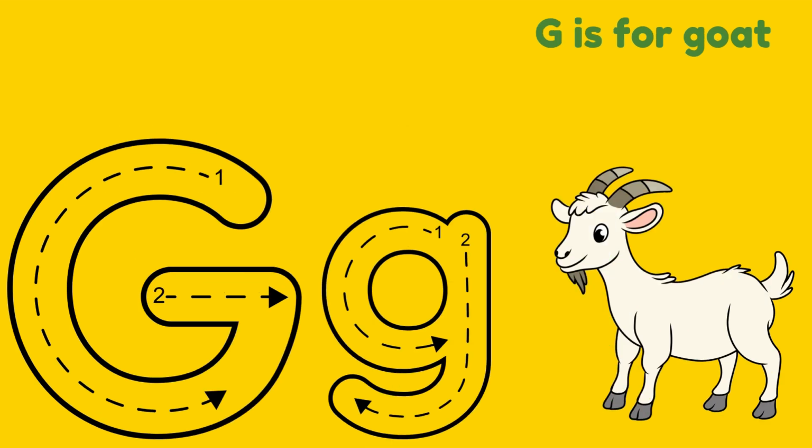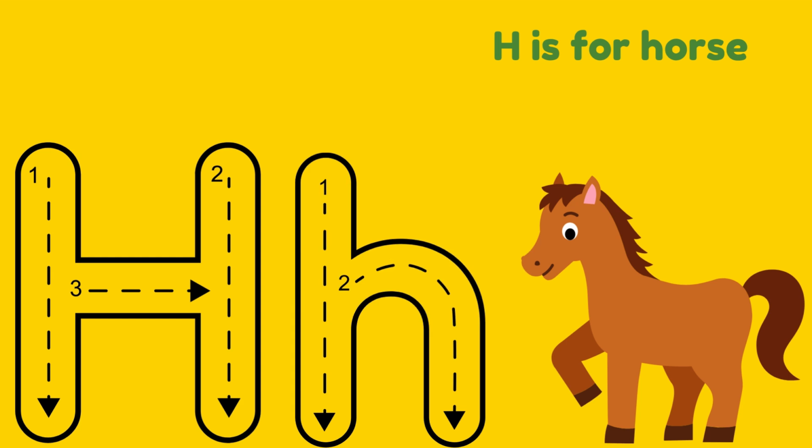G is for goat, grazing on the hill. Trace your G with a giggle and thrill. Lowercase g, a circle with a tail. H is for horse, galloping with grace. Trace your H at a happy pace.